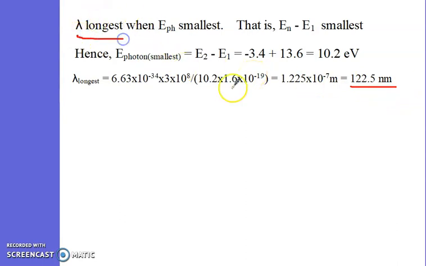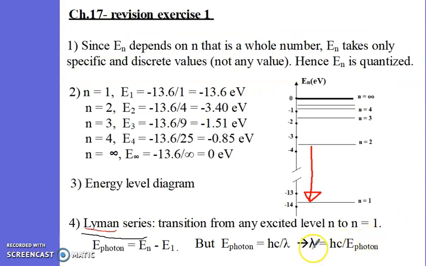This is the longest. We need the shortest. The same calculation. Okay? The shortest lambda, the greatest energy of the photon. Greatest energy of the photon means the biggest En minus E1. Where is the biggest En minus E1? Here. Biggest space from infinity to 1. Right? You get the biggest energy of the photon means the smallest wavelength.